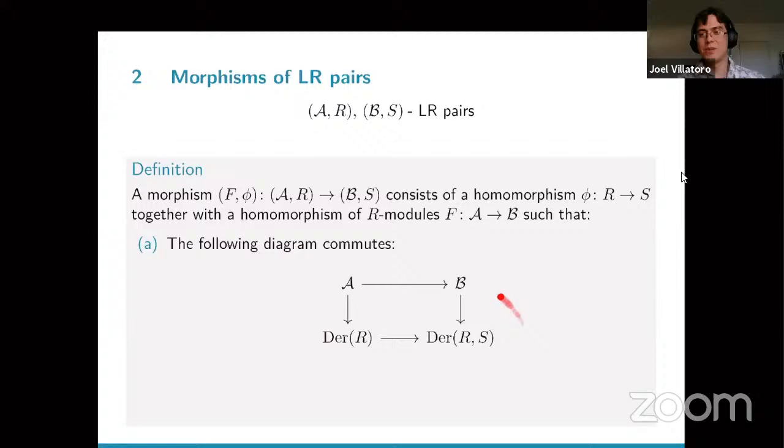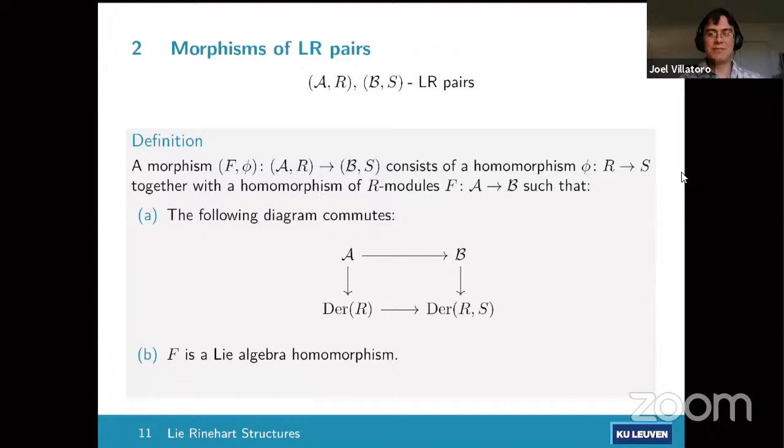And then of course, what we want is that F is a Lie algebra homomorphism. So you should think of this as compatibility with the anchor, and this is compatibility with the bracket. And so we'll call the category that you get from defining morphisms of Lie-Reinhart pairs LRP. Okay, so what are some examples?